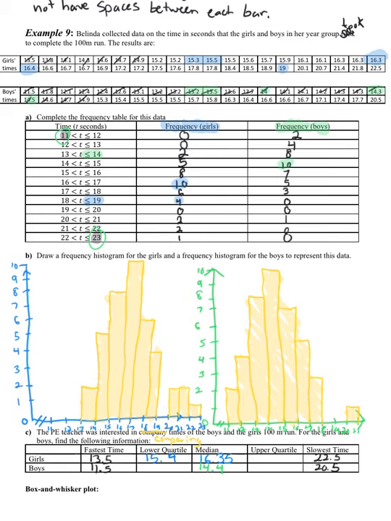Sorry, I went kind of fast there for identifying the quartiles. Does anyone need to see that again? Or are we doing okay with it? Can you do that again?